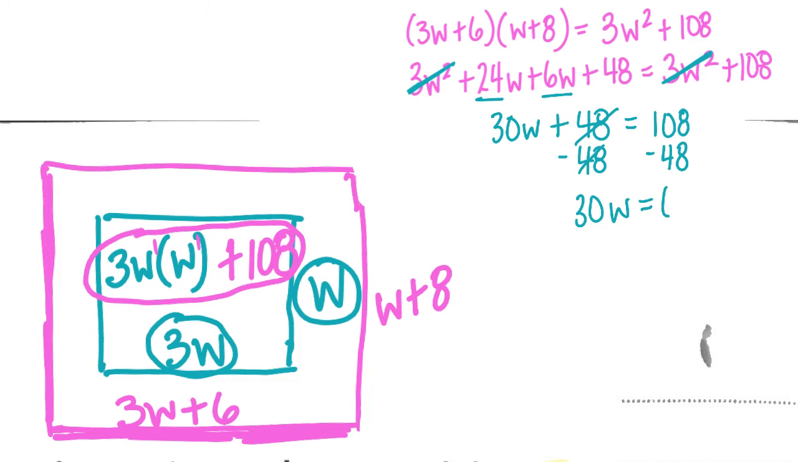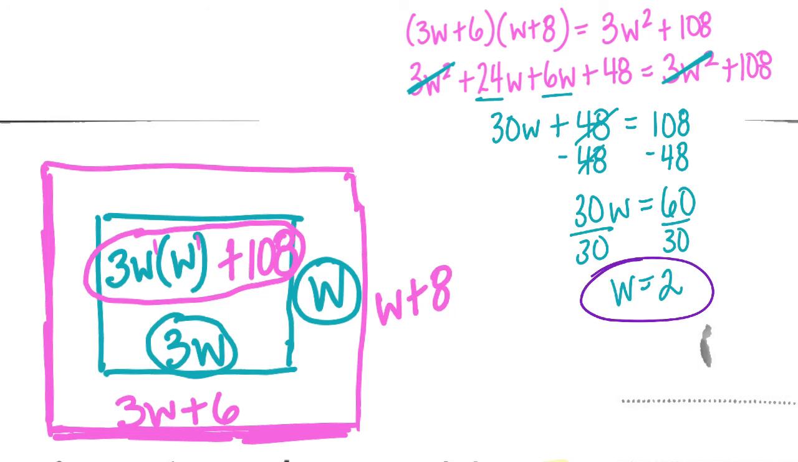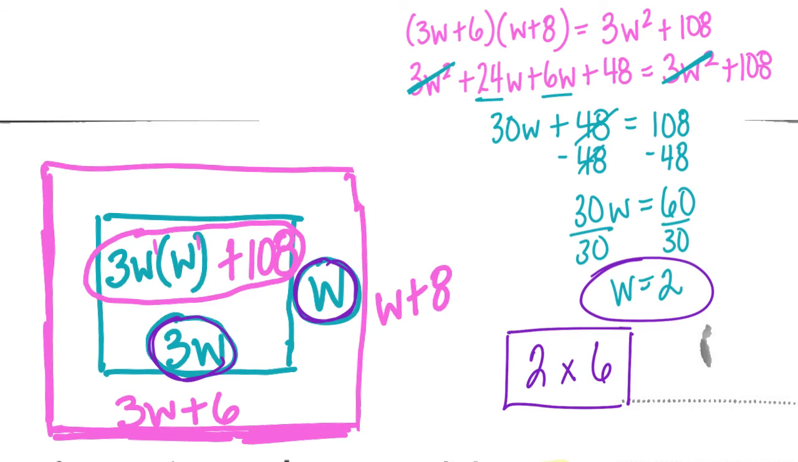30W equals 60. When I divide each side by 30, W is equal to 2. So if W is equal to 2, and the question said find the original dimensions, remember my original dimensions were this W and 3W. So W is 2. If I multiply it by 3, I get 6. The original dimensions of my rectangle was a 2 by 6 rectangle.